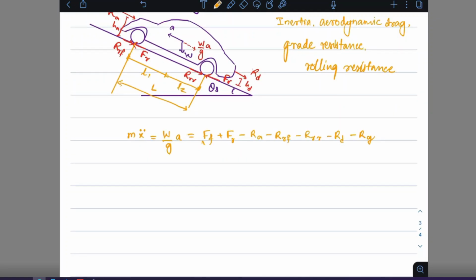Now what we can do is combine these terms into the tractive force, right? We can replace this by F. We can replace these two, that is the rolling resistance, as RR. This would result in an equation for the force, which is W by g into a plus RA.